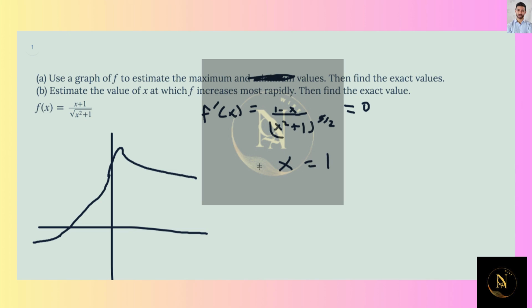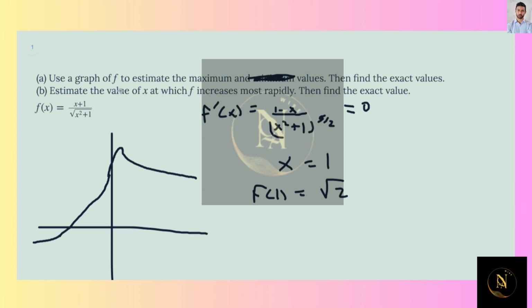So we know that the local max is occurring at 1, and this makes sense. This looks like it's somewhere around 1. And if you plug f of 1 into our regular function, we get root 2. And that is the value of the maximum value.